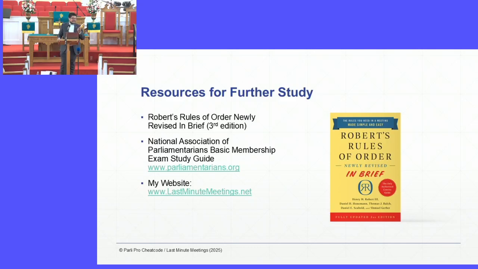So they have the Robert's Rules of Order in Brief. Just make sure it has a little R crest in the middle. It's by the same authorship team. If you go to the National Association of Parliamentarians website, they have a study guide there that follows the book itself. So you can quiz yourself if you have questions and make sure you're understanding the nuances. My website's also lastminutemeetings.net.